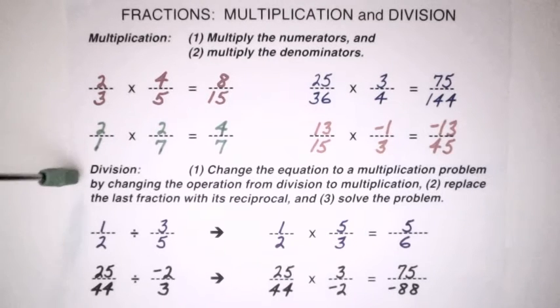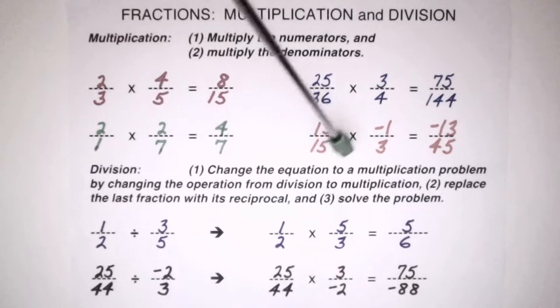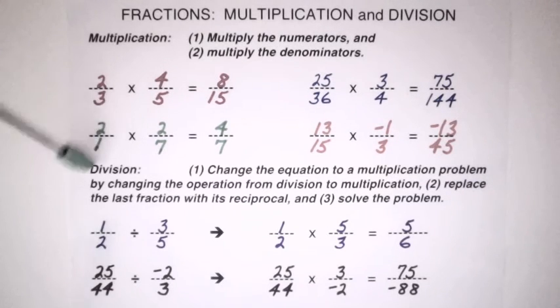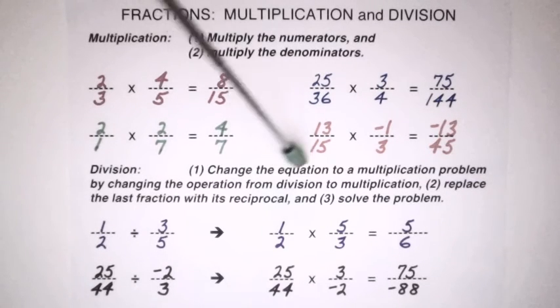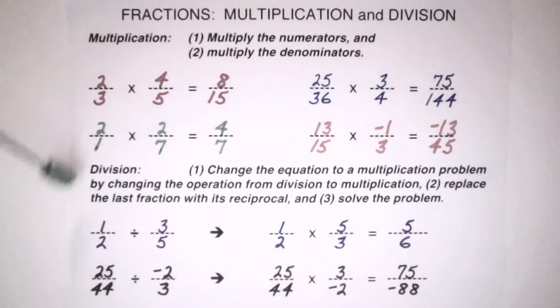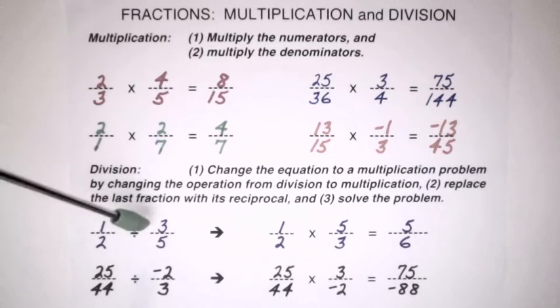In order to do division with fractions, first we must change the equation to a multiplication problem by changing the operation from division to multiplication. Then we replace the last fraction with its reciprocal, and then we solve the problem. Let's look at the first example. 1/2 divided by 3/5.